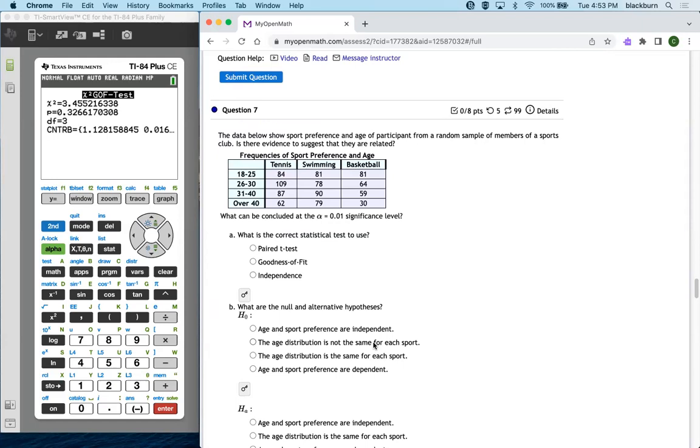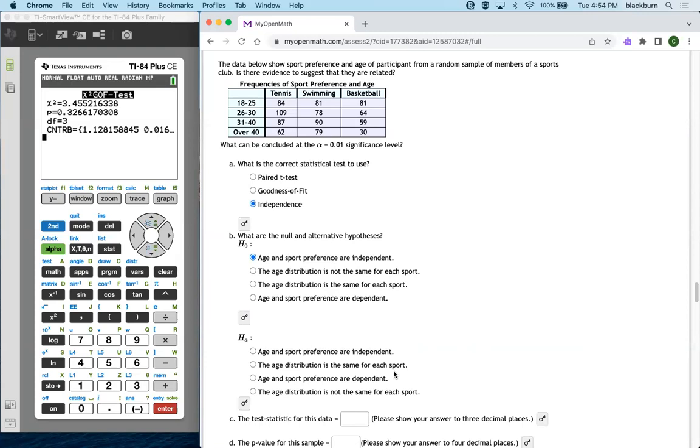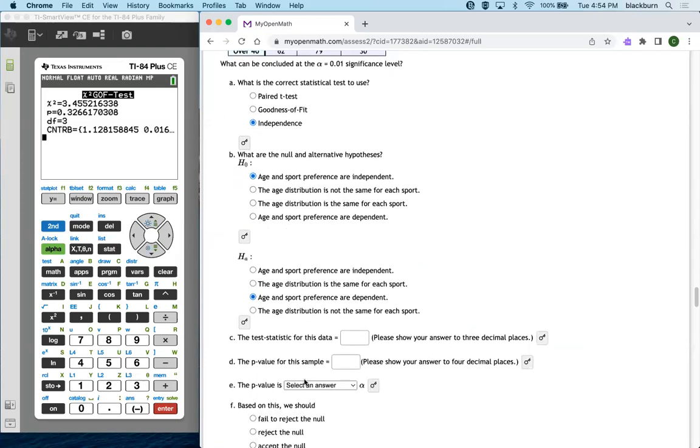Are age and what they play dependent? Are they related to one another? Or does it not even matter what age they are versus what they play? Okay, so it's a test of independence. The null hypothesis is that age and sport preference are independent. The null hypothesis is always going to have the word independent. The alternative hypothesis is that age and sports preference are dependent.